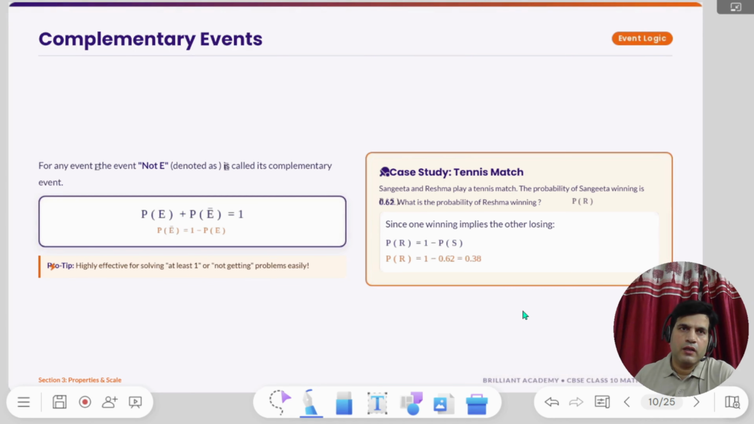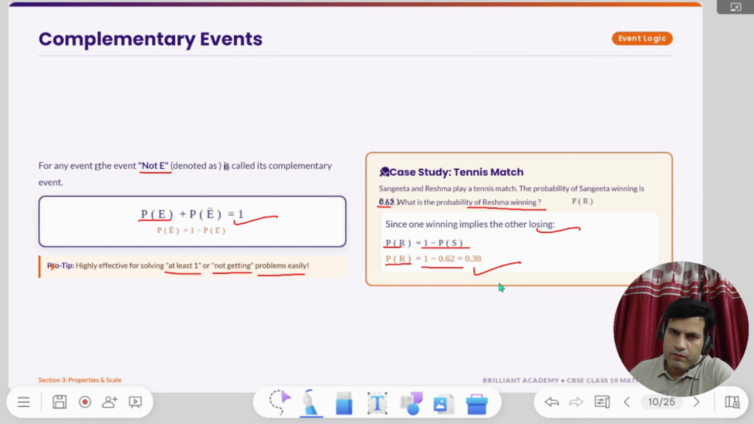Complementary events: for an event E and its complement not E, P(E) + P(not E) = 1. So this is the formula, highly effective for solving "at least one" problems. Sangeeta and Reshma play a tennis match. The probability of Sangeeta's winning is 0.62, and what is the probability of Reshma's winning? Since one winning implies the other losing, P(R) = 1 minus P(S). So P(R) = 1 minus 0.62, that is 0.38.